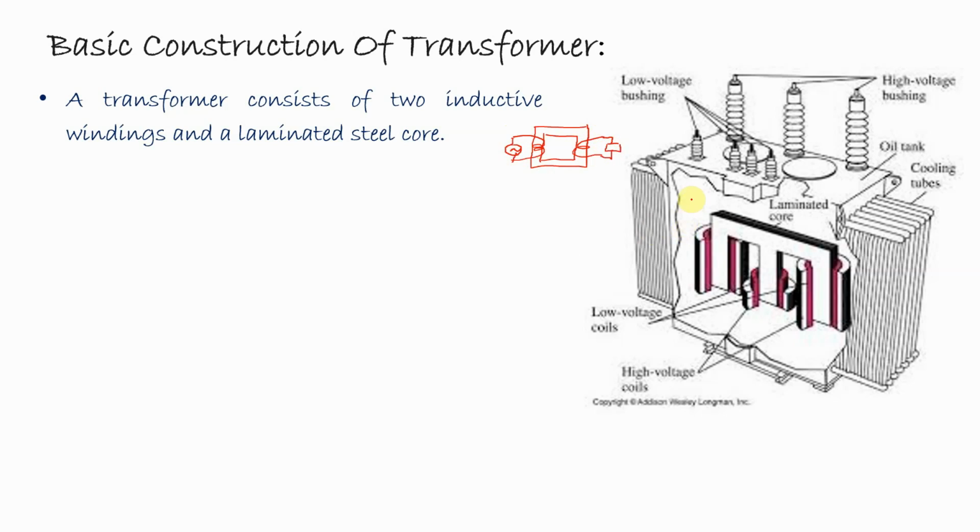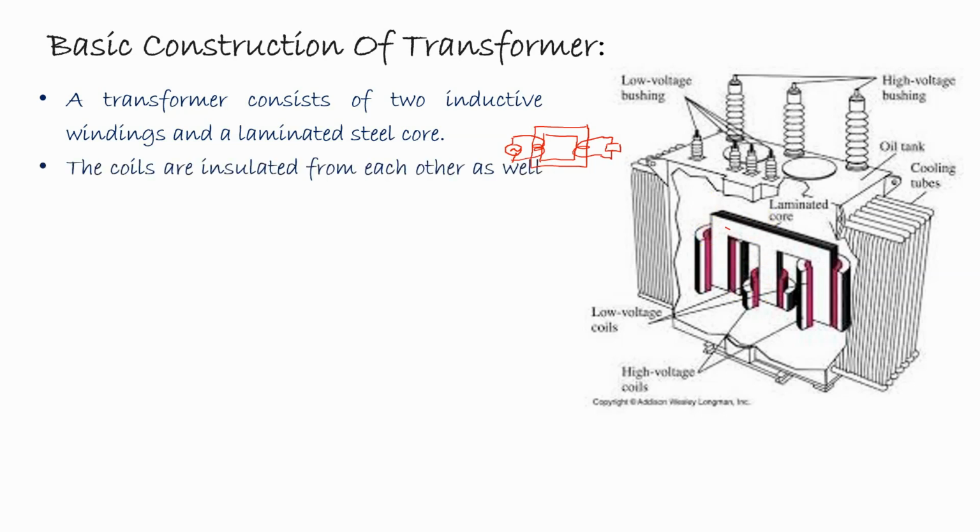Actually, the construction of the transformer is shown here. This is the laminated core, and on this laminated core, the windings are placed. As we know, the transformer basically converts high voltage to low voltage or low voltage to high voltage. So the windings can also be named low voltage windings and high voltage windings. So here the windings are shown. This is the low voltage winding and this is the high voltage winding. It is placed within a tank.